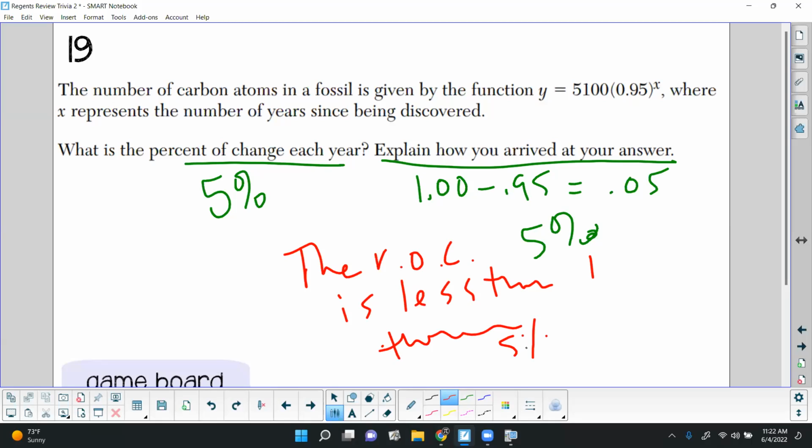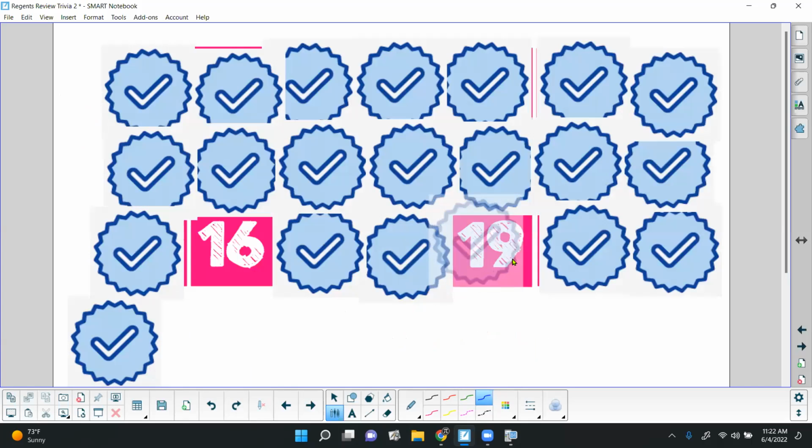Okay. But yeah, some other things they could ask you about are what's the initial value, right? So the number of carbon atoms starts at 5,100. It decreases 5% every year. And so they could ask you follow-up questions. They could ask you how many carbon atoms are still in the fossil after 10 years, after 100 years, etc.